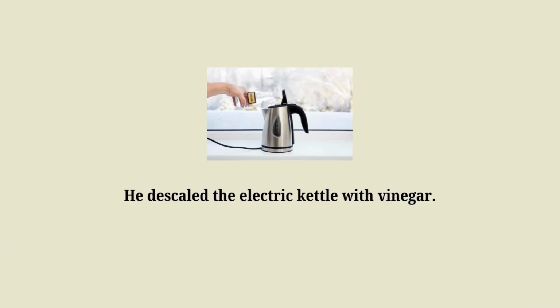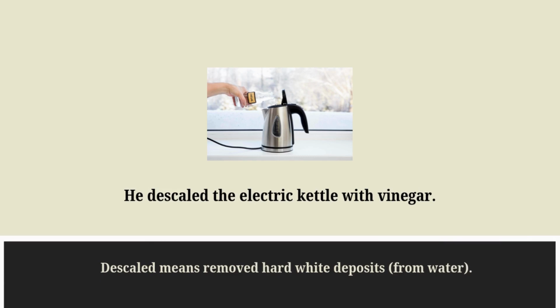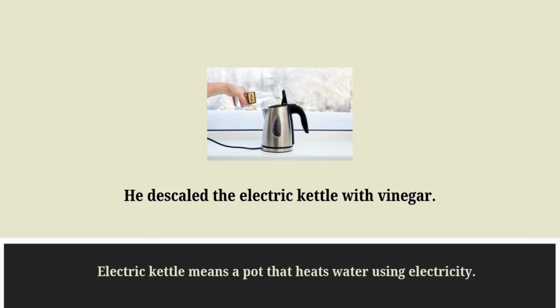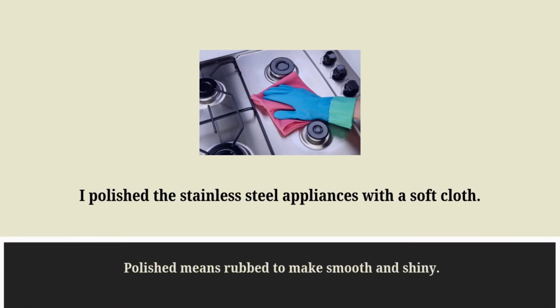He descaled the electric kettle with vinegar. Descaled means removed hard white deposits from water. And electric kettle means a pot that heats water using electricity. I polished the stainless steel appliances with a soft cloth. Polished means rubbed to make smooth and shiny.